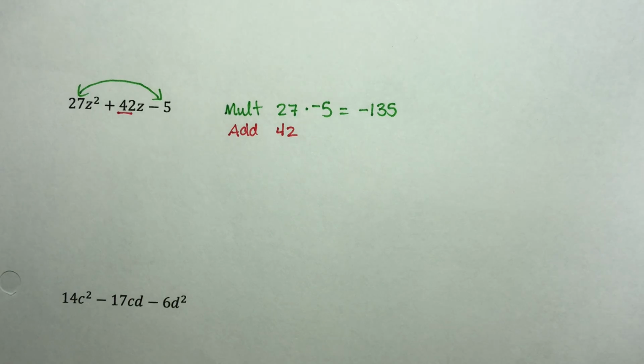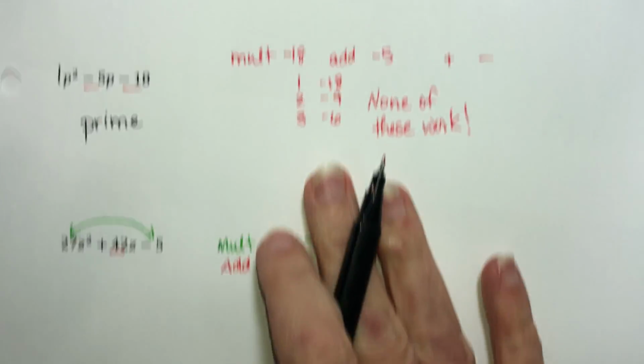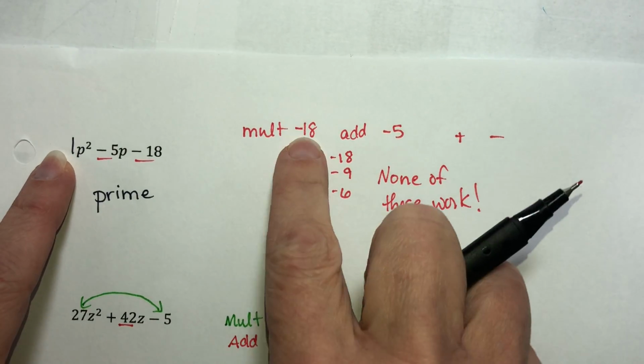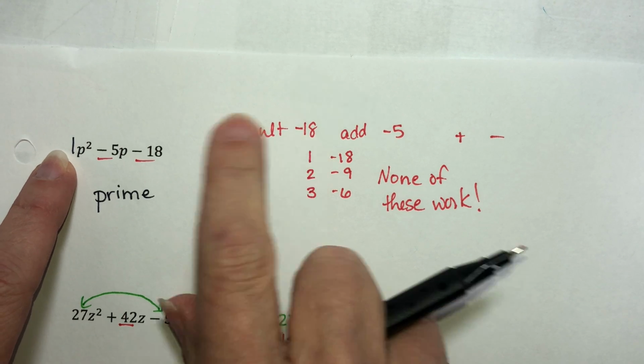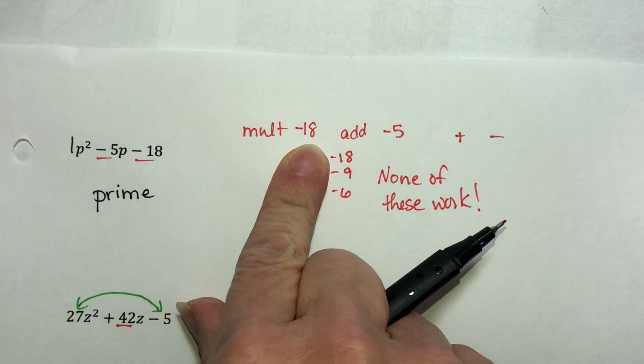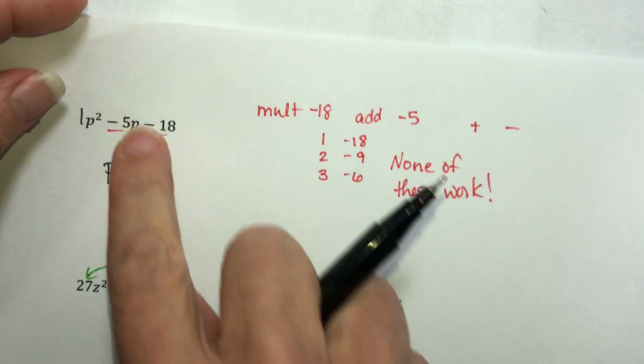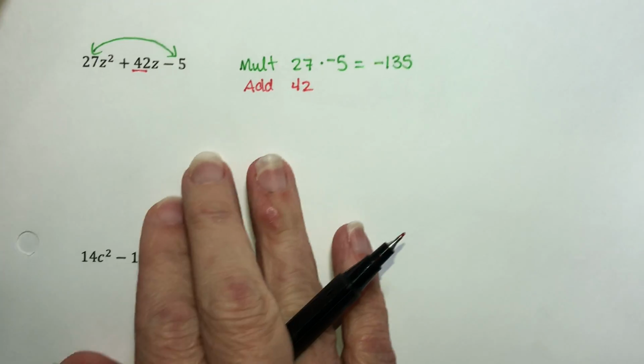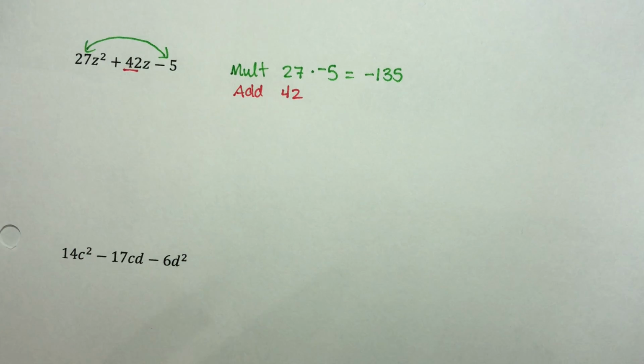Now technically, this works with this type as well. We're looking for things up here that multiply to a negative 18, and if you take that 1 times a negative 18, you're going to get that, okay? So these are special cases of this. All right, so this is what I was talking about when we start dealing with bigger numbers.